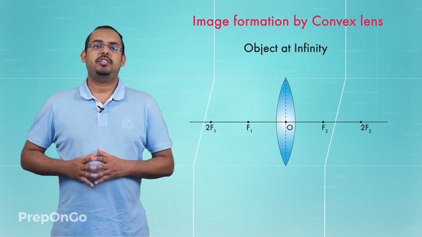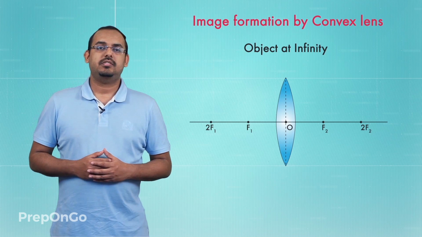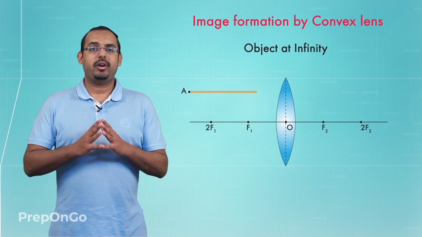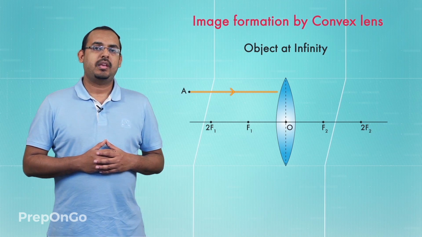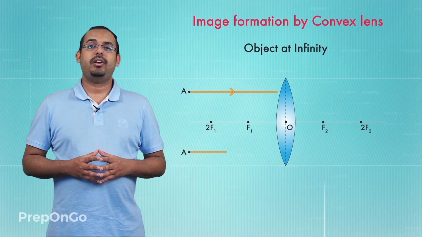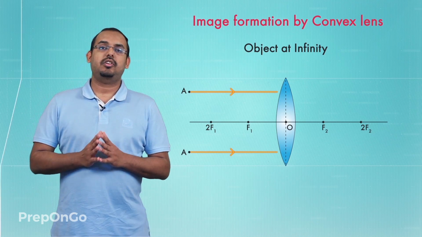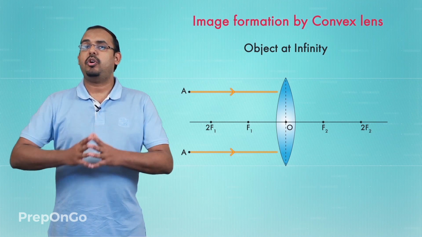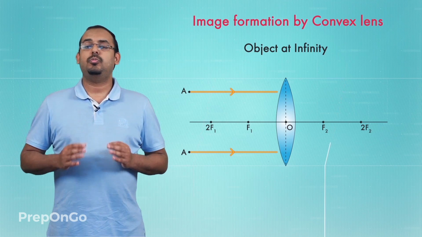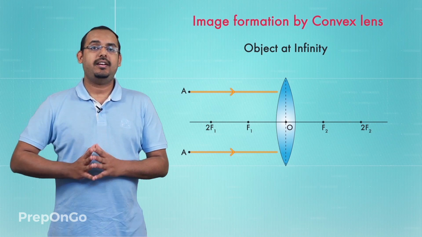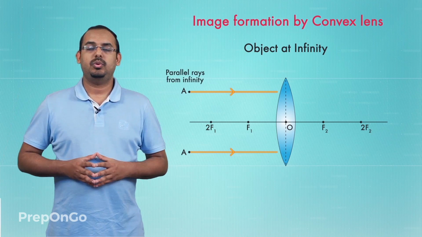Let's take the first special ray which is traveling parallel to the principal axis of this convex lens. So the first ray that we've taken from point A is traveling parallel to the principal axis of this convex lens. Now the second light ray that we'll take from the point A, let's again take a ray which is traveling parallel to the principal axis of this convex lens. This is possible since the object is so far away from the convex lens that we can safely consider that two light rays coming from the same point can come towards the convex lens parallel to each other.